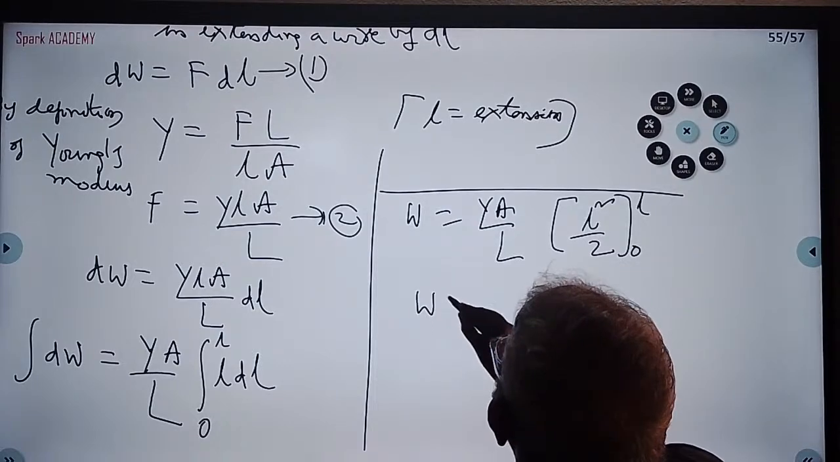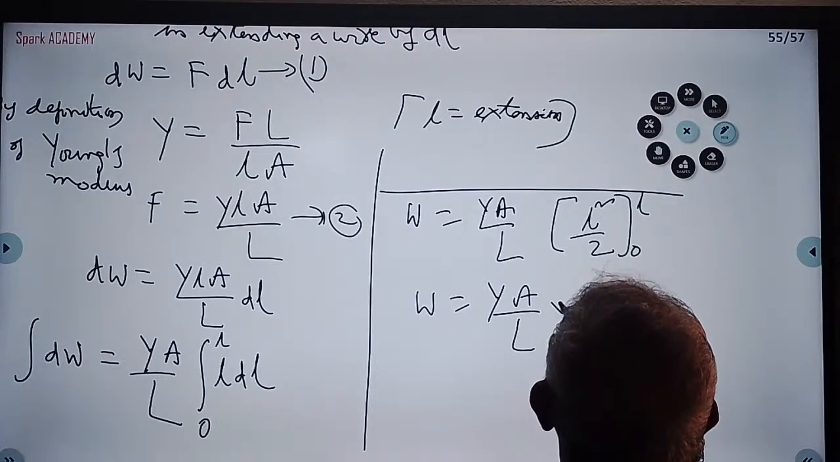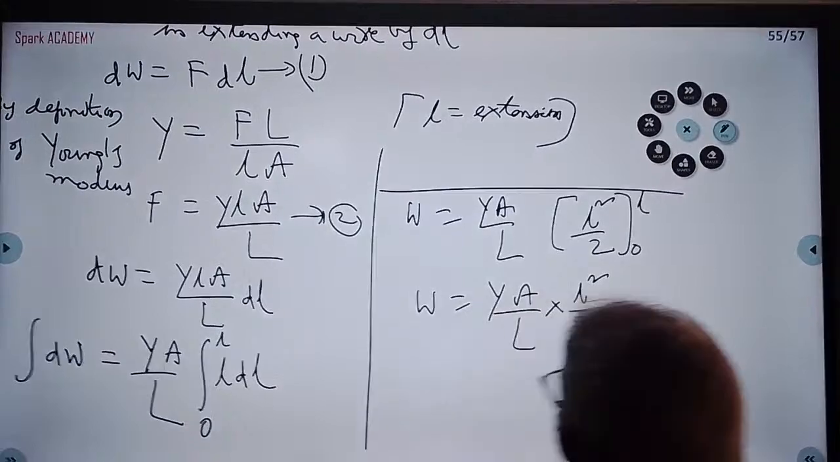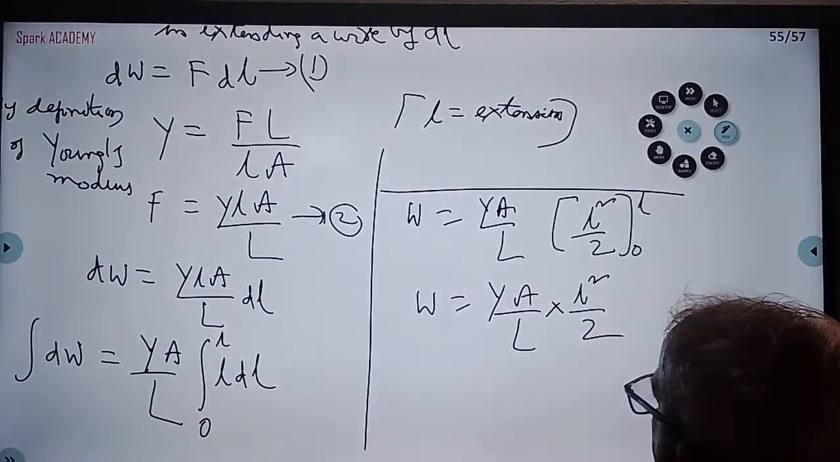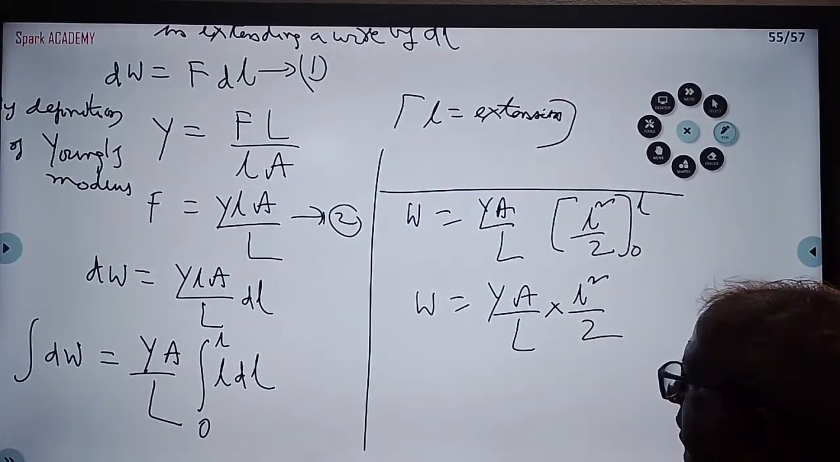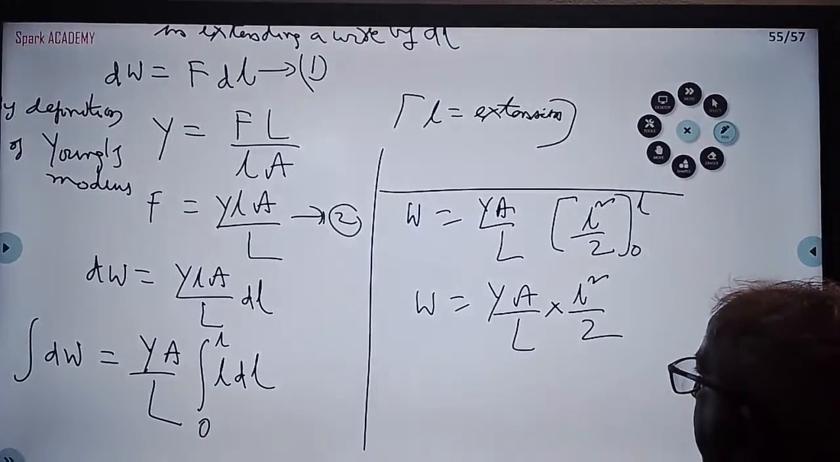Because the lower limit is 0, the answer will come as Y A by L into l square by 2. This is the answer actually: Y A l square by 2 L, where L is the original length. But this will be modified. This work done is called strain energy.